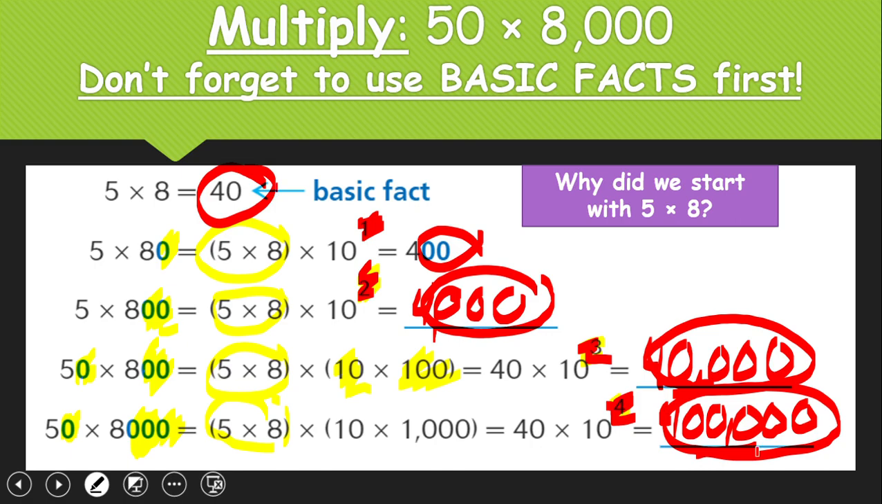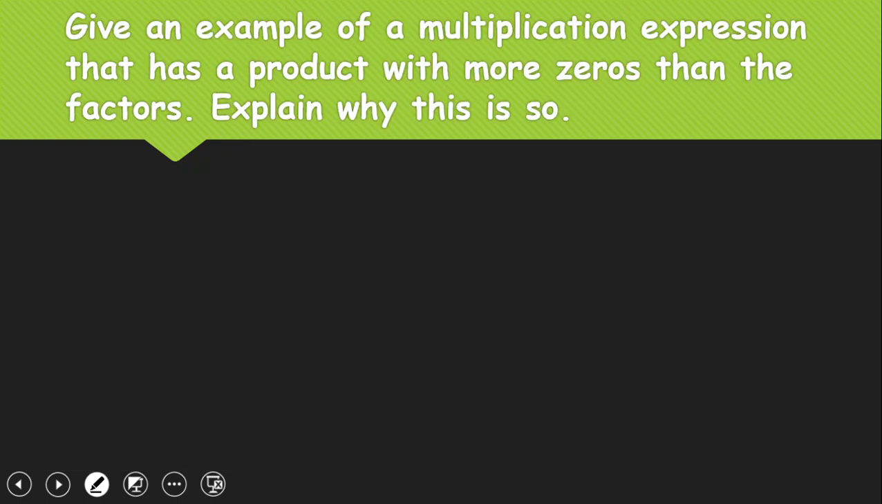Good, you should have noticed that because of our basic fact, which is 5 times 8 equals 40, that ends up giving us that extra 0. All right, I would like you to give an example of a multiplication expression that has a product with more zeros than the factors, and explain why this is. So, an expression where when you multiply, your product has more zeros than the factors.